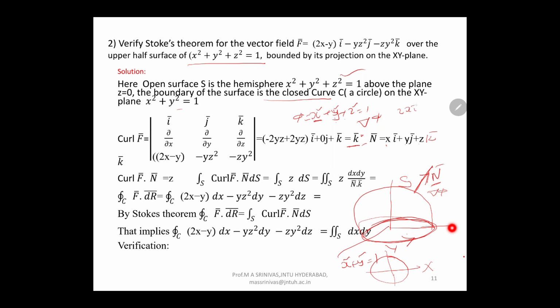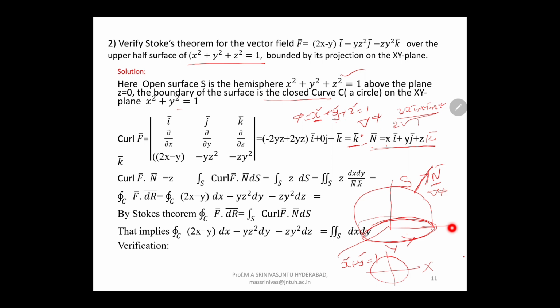Here I have 2x i bar plus 2y j bar plus 2z k bar, divided by root over the sum of the squares, 4x square plus 4y square plus 4z square. If I take 4 common, x square plus y square plus z square is 1. Therefore 2 gets cancelled. Ultimately this is my n bar.